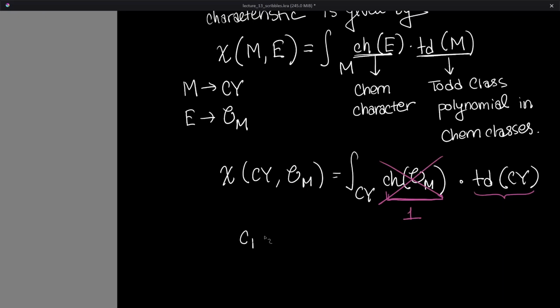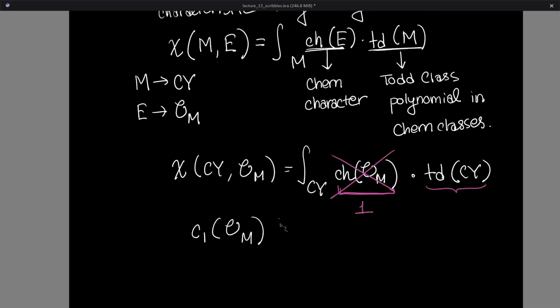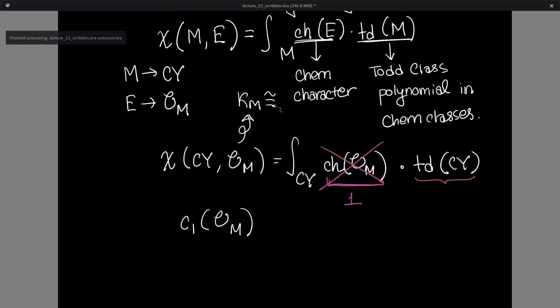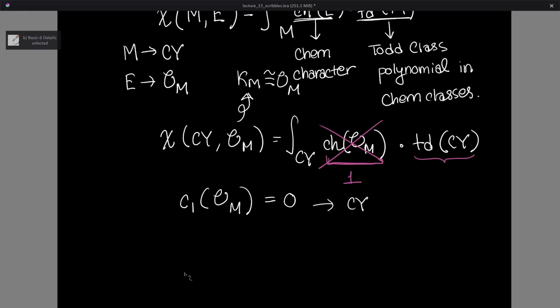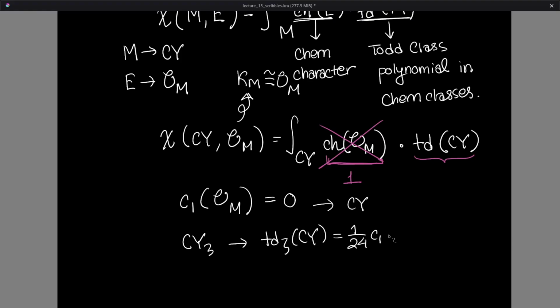And we know that C1 of O_M, you could also think of this as the canonical bundle, being isomorphic to O_M. We know that this is equal to 0 for our Calabi-Yau, right? And this means that we get some constraints on the higher order Chern classes. So for example, for a three-dimensional Calabi-Yau, the Todd class, td3 of the Calabi-Yau is equal to 1 over 24 C1 times C2, which these are the Chern classes.